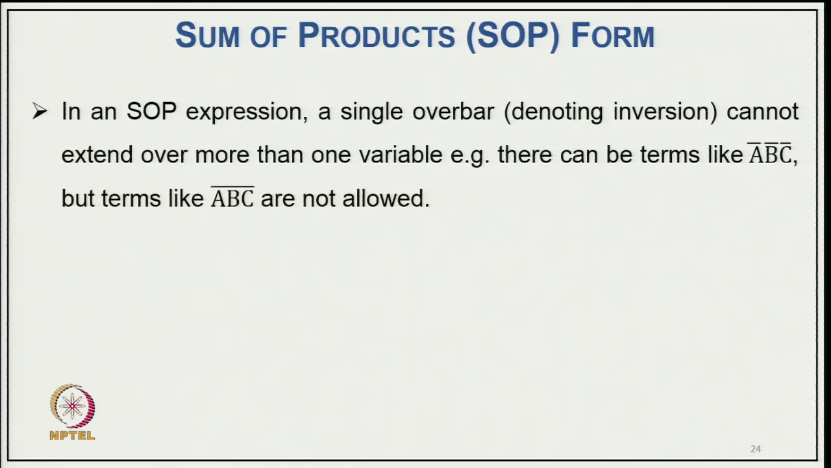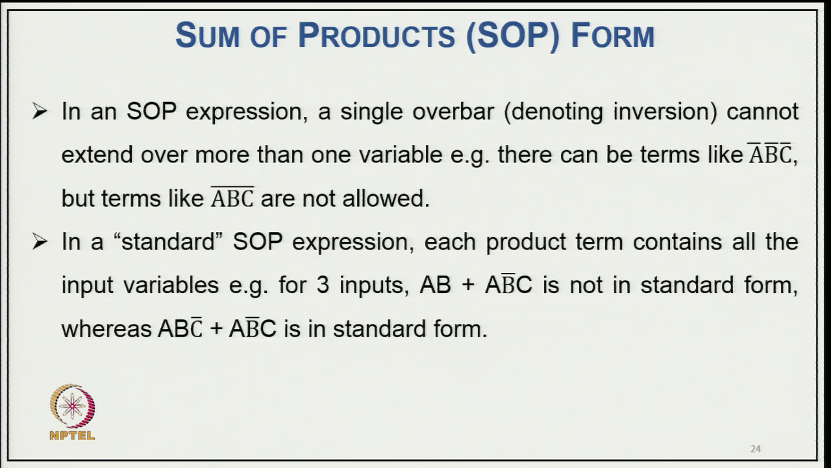AND-gated. In an SOP expression, a single bar denoting inversion cannot extend over more than one variable. For example, there can be a term like A'B'C', but terms like (ABC)' are not allowed. So, in a standard sum of product expression, each product term contains all the input variables. For example, for 3 inputs, AB + A'B'C is not a standard form, whereas ABC' + AB'C is a standard form.